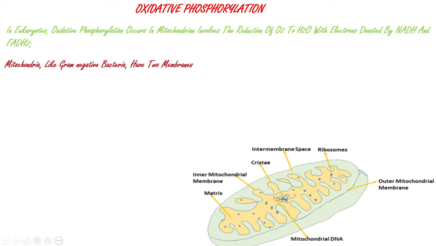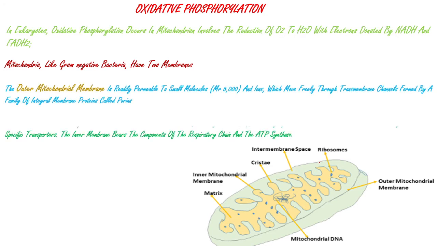If you look at the structure of mitochondria, you will find that it has an outer membrane which is permeable to small molecules and ions. These small ions and molecules get entry into the intermembrane space through a family of proteins known as porins.